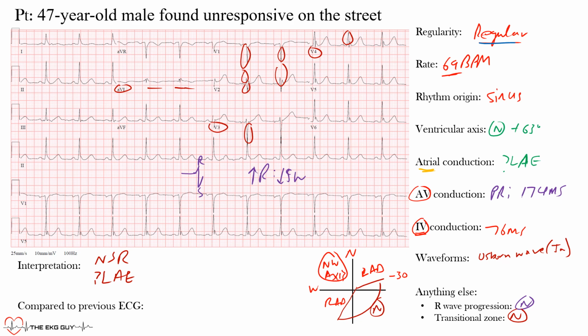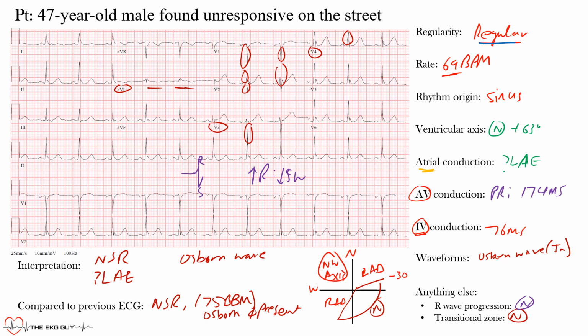We have these Osborn waves, or J waves, that we're going to point out, and otherwise everything else is normal. Compared to the previous ECG, the Osborn waves are new, and it was normal sinus rhythm at a rate of 75 beats per minute, so I'm not off there, but the Osborn waves were not present before. Okay, so this is new.